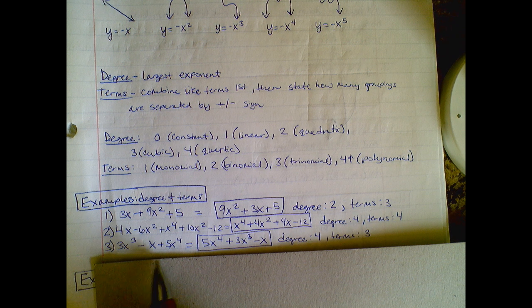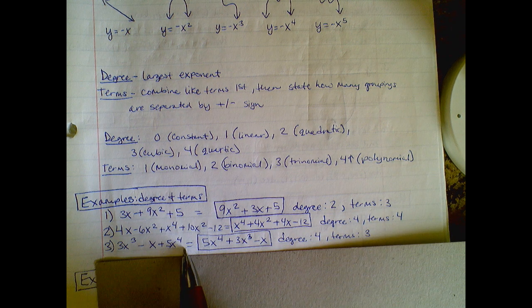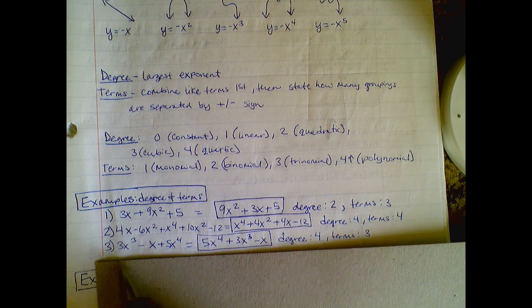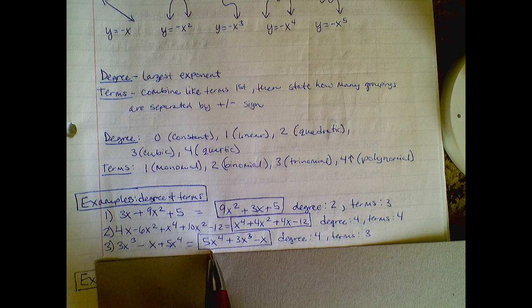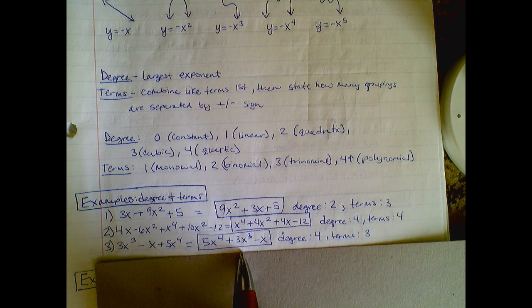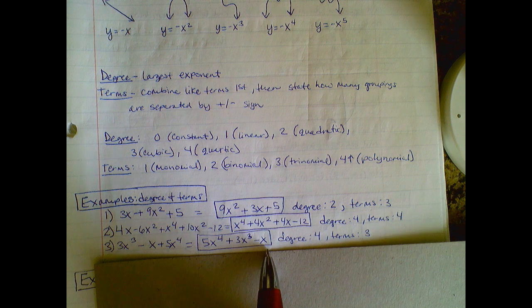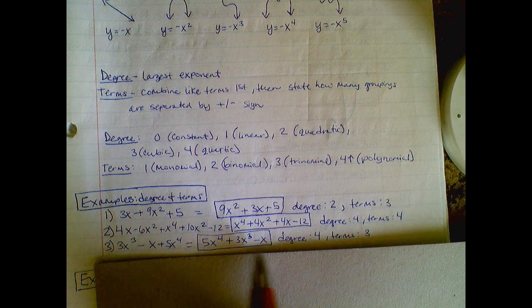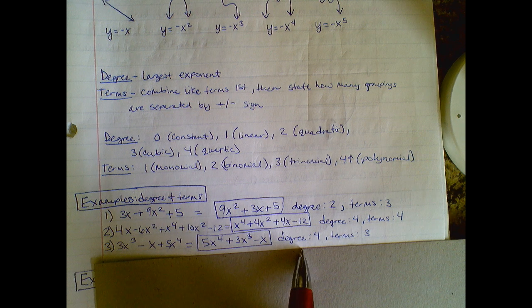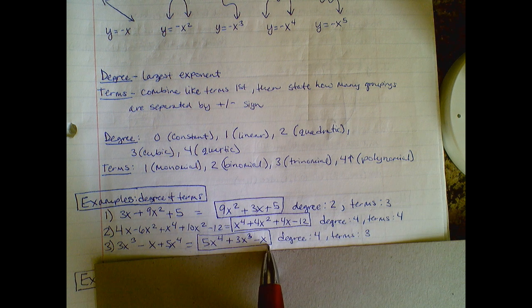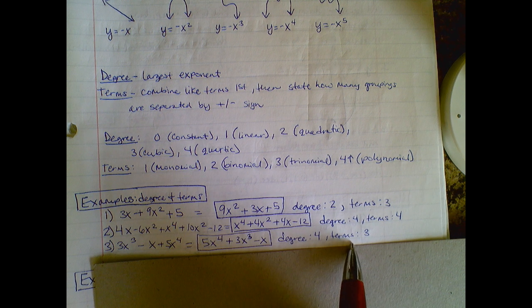Third example, it looks almost in order, but this last term needs to come up front, so it's going to be 5x to the fourth plus 3x cubed minus x. So we have it now in standard form. The highest exponent is 4, so that's our degree, and then there are 3 different groupings, so the number of terms is 3.